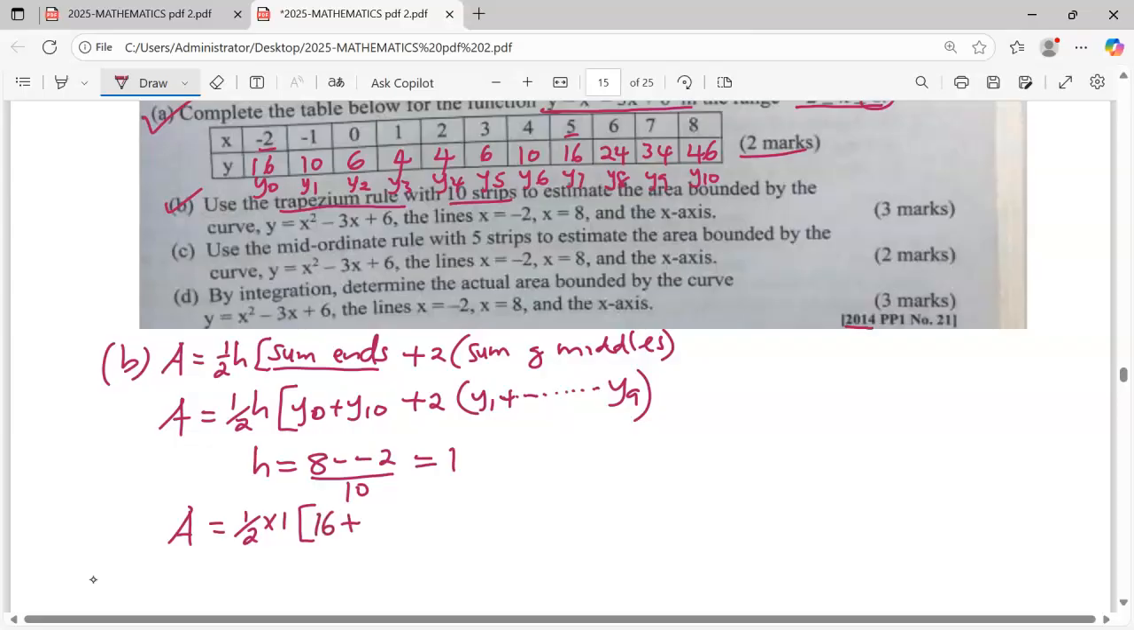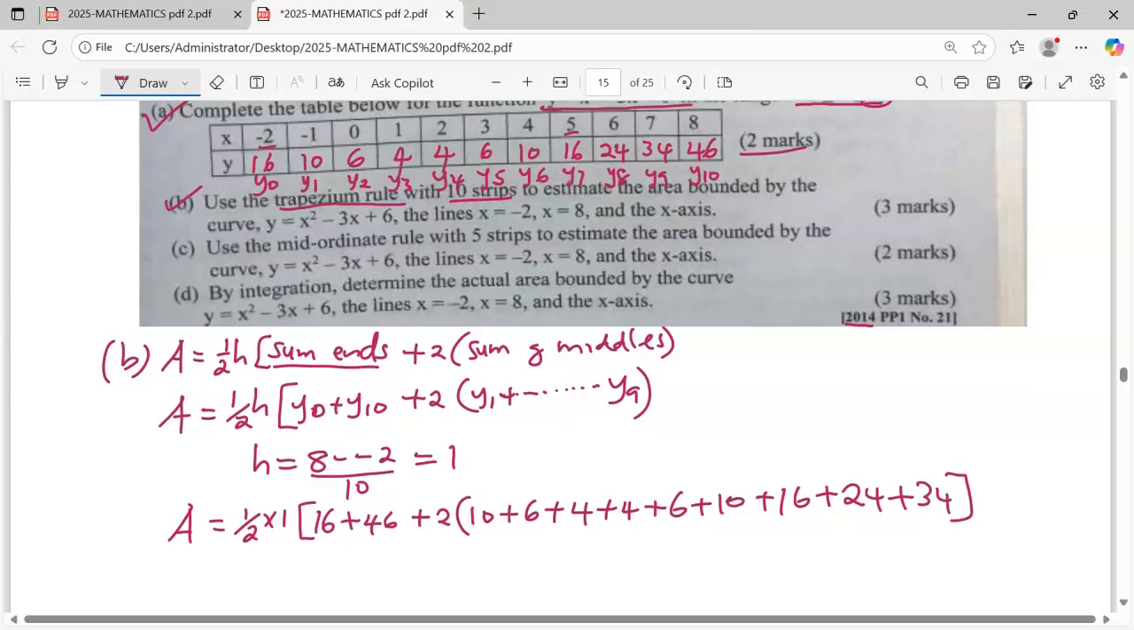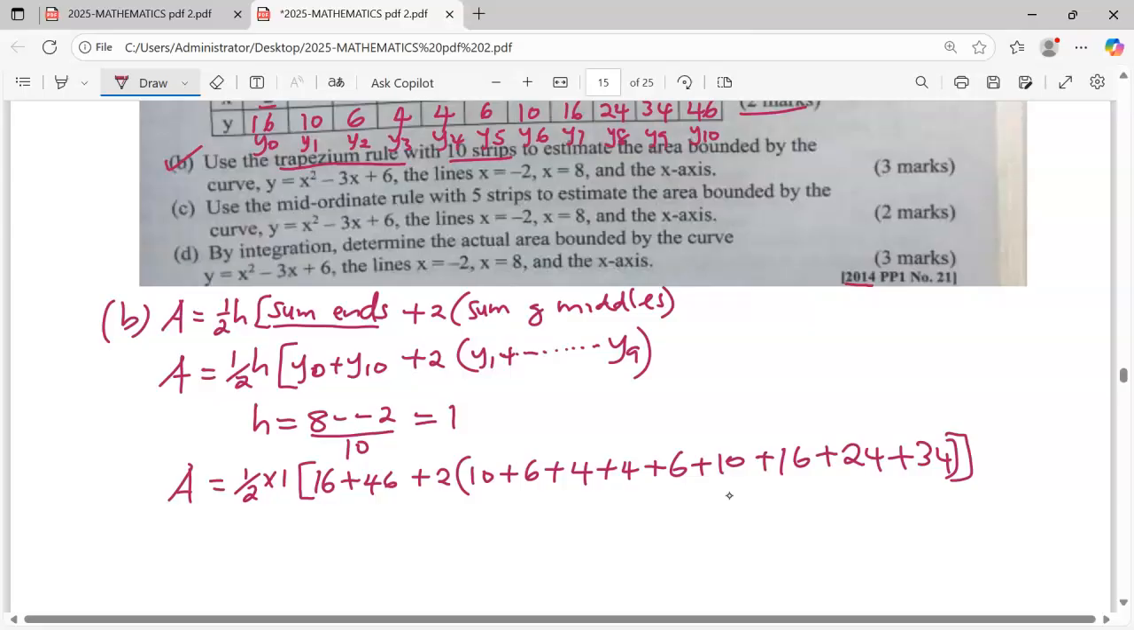y0 is 16 and y10 is 46, plus twice into y1 is 10, y2 is 6, y3 is 4, y4 is 4, y5 is 6, y6 is 10, y7 is 16, next we have 24, and lastly we have 34. At this point, we have half of 1, which is simply half, into 16 plus 46, giving us 62, plus twice the sum of the middles, from 10 all the way to 34. This one is going to give us 114.